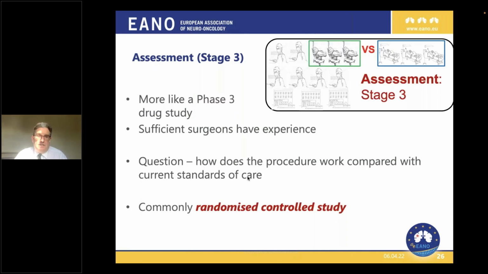By the time you reach stage 3, the assessment stage, this is more like what we know from the phase 3 drug studies. This is where you have sufficient surgeons with experience, and again, you can do a multi-center study comparing this new procedure with the current standards of care. And this is commonly done through a randomized controlled trial, just as you would find in a drug trial. So this is the time when you could think about doing an assessment through a randomized controlled trial.